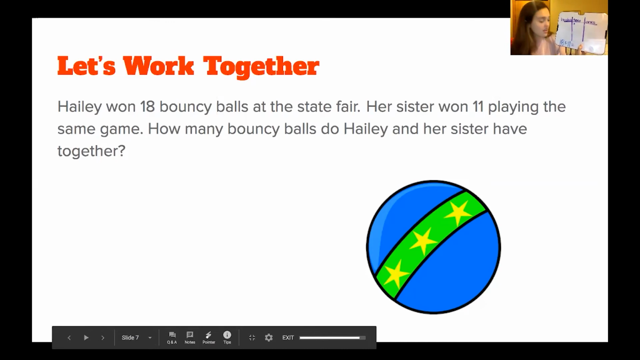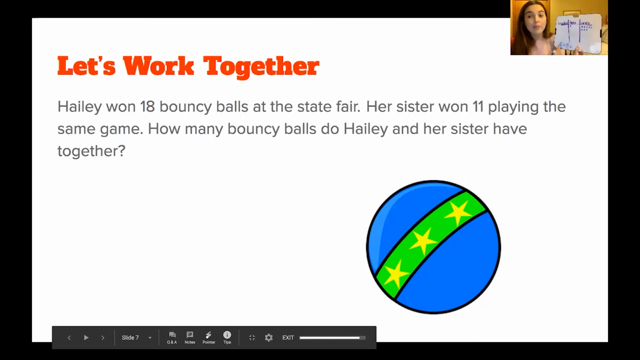Now let's look at our ones place. How many ones do we have? You tell me. 8. So let's draw 8 dots in the ones column. 1, 2, 3, 4, 5, 6, 7, 8. Perfect. All right. Now let's move on.